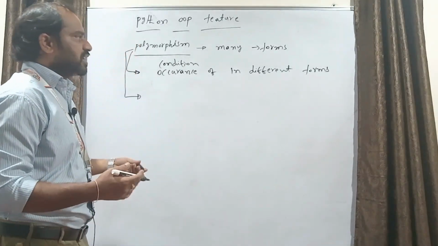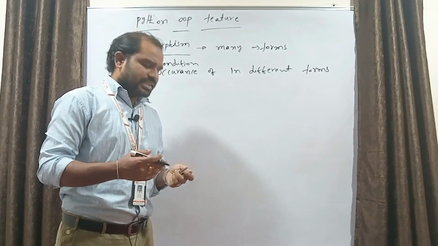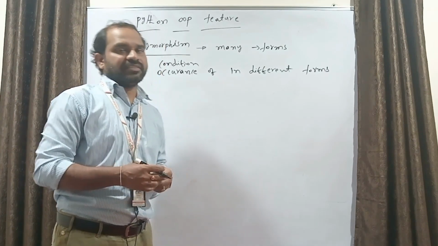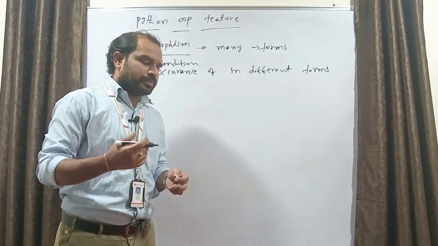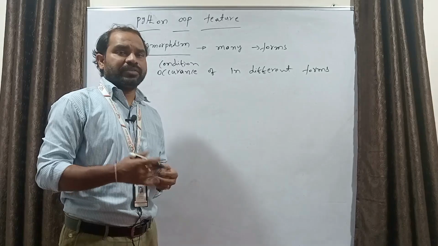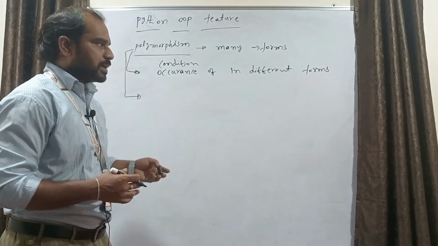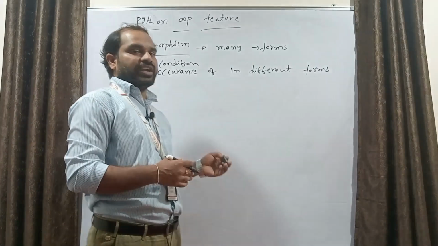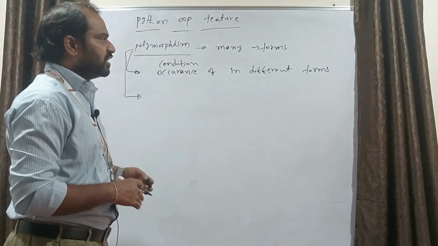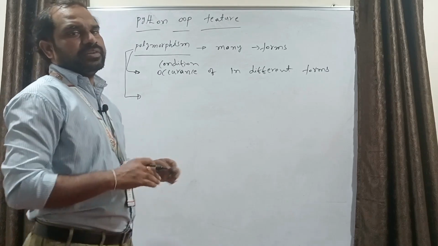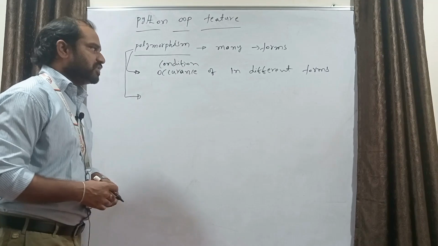For example, consider a student. He is playing the role of a student when he is in class. He will play the role of a daughter or son when he enters his home. He will play the role of a friend when he is with friends. The same person is behaving differently depending upon the circumstances or situations. That is what is called polymorphism.